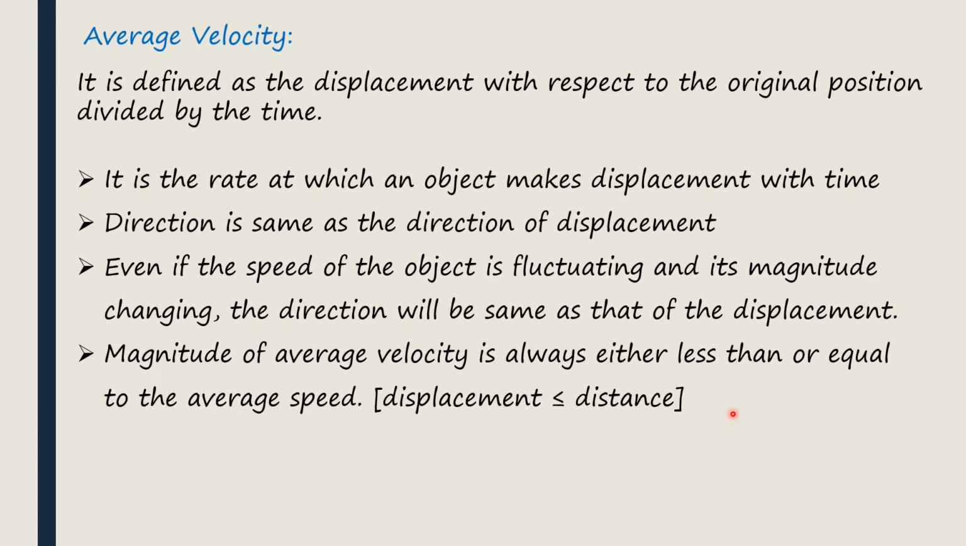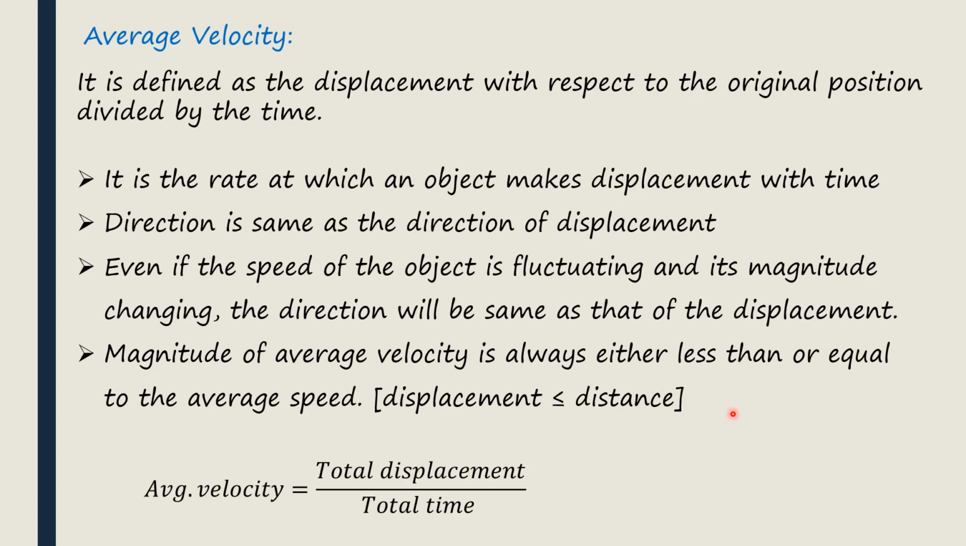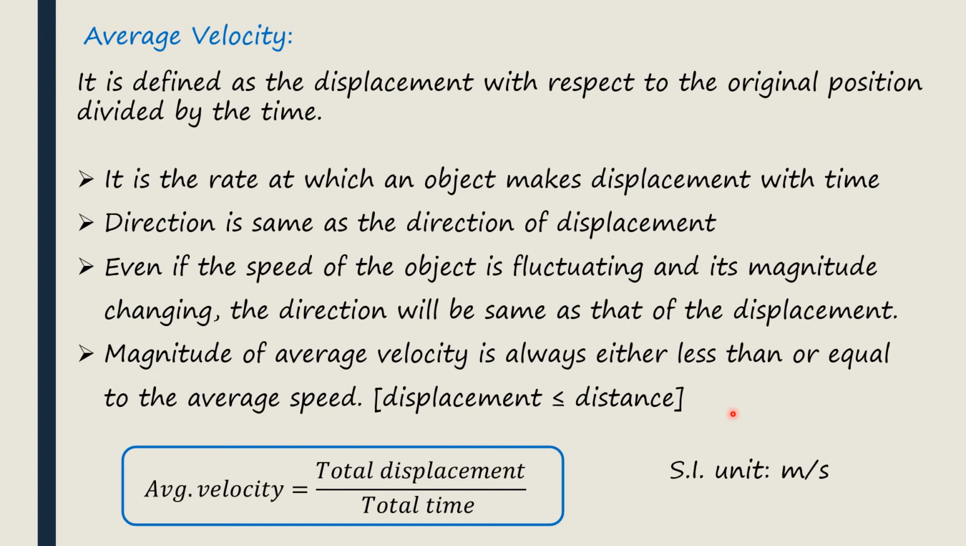If you remember all these things, then we are sorted. Then we can answer any question from average velocity. So let us see. This is the formula that we are going to use while doing the calculations for average velocity. Average velocity is equal to the total displacement divided by total time. And again, the SI unit is meters per second.